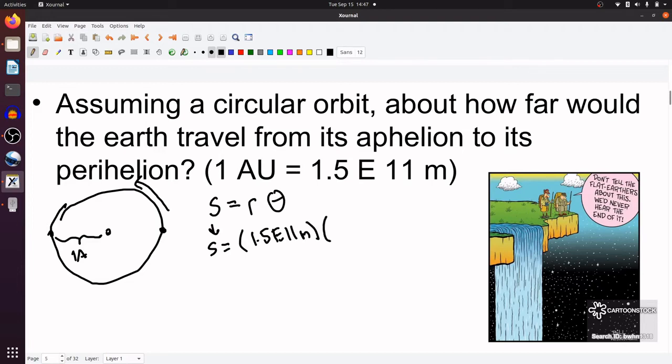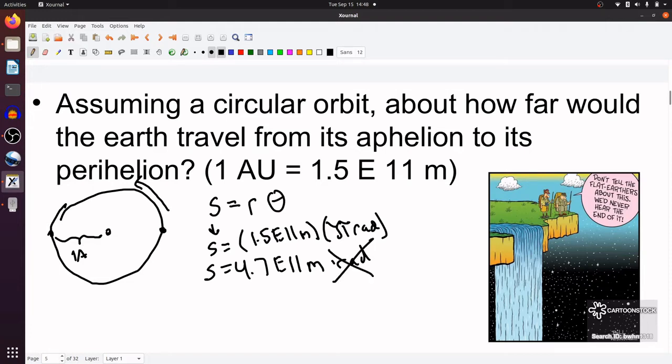And the angle. Now, when we do a problem like this, we can't use degrees. We'll have to use radians. So I can't say 180 degrees, but I can say pi radians. Now, multiplying that out gives me 1.5 times 10 to the 11th times pi, which gives me 4.71. We'll just say 4.7 times 10 to the 11th meters times a radian. But radians aren't true units, so they drop off and we just consider them as meters.